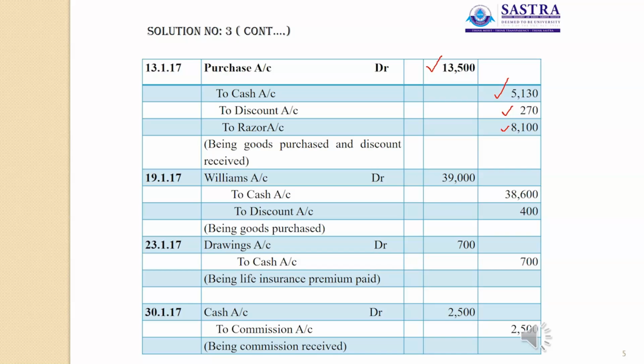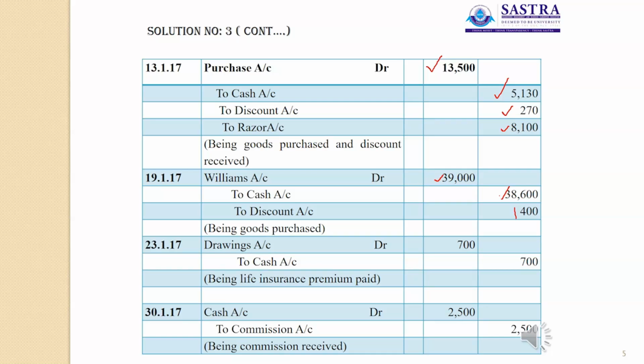The next one is goods purchased from Williams. They also allowed the discount. The total value of goods purchased from Williams is rupees 39,000. It is a cash transaction, cash paid rupees 38,600. So the remaining amount is considered as discount, 1,400. So discount allowed 1,400.